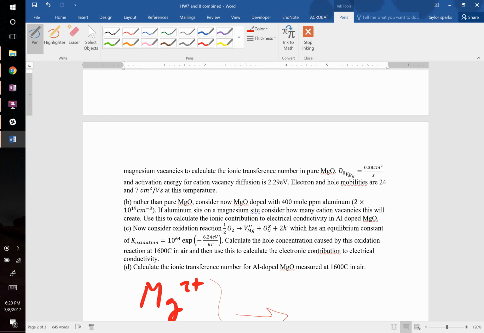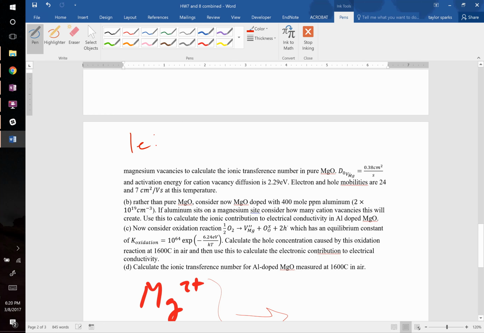And aluminum is 3+. So an aluminum 3+ on a magnesium site can't create 1 vacancy. It's got to be that for every 2 aluminums on a site, that creates 1 vacancy. So this number divided by 2 is our new number of vacancies. Technically, the number is the number from before, which was 1 e to the 11, right?